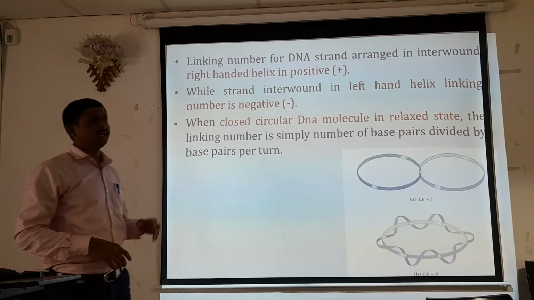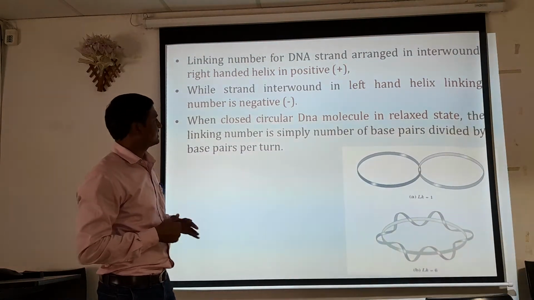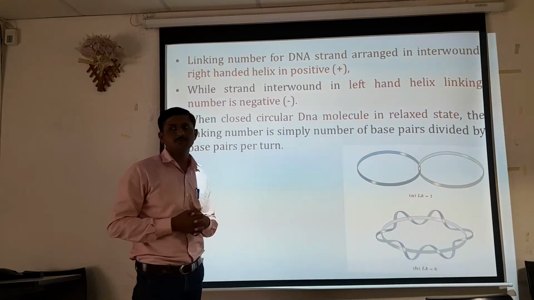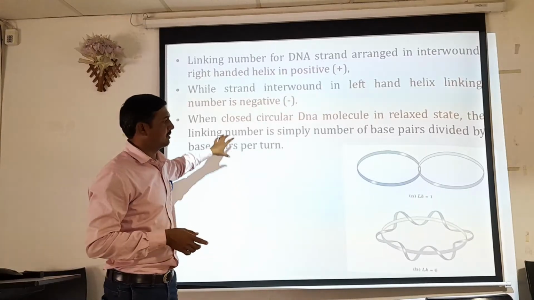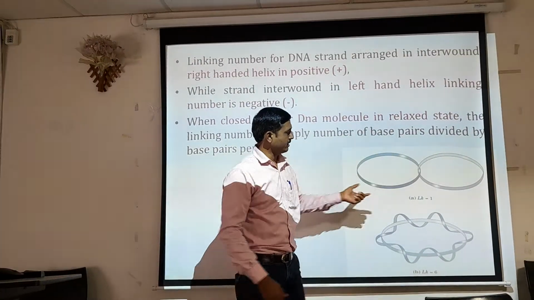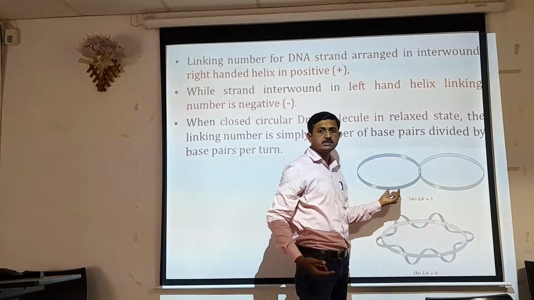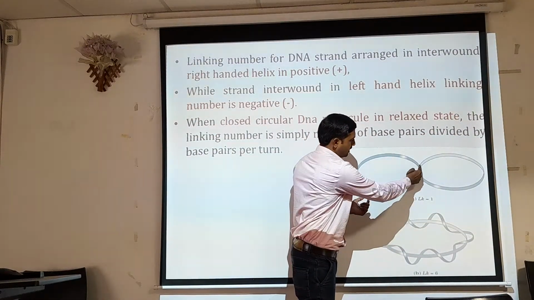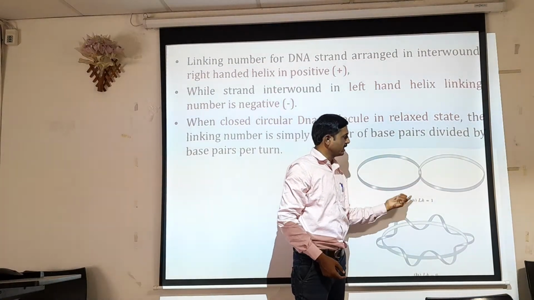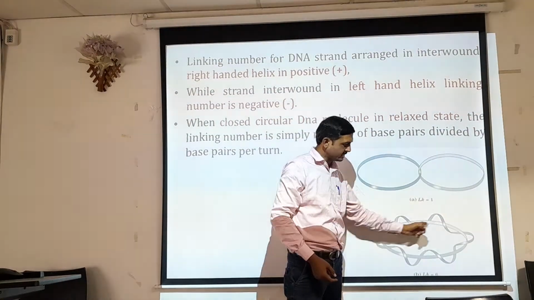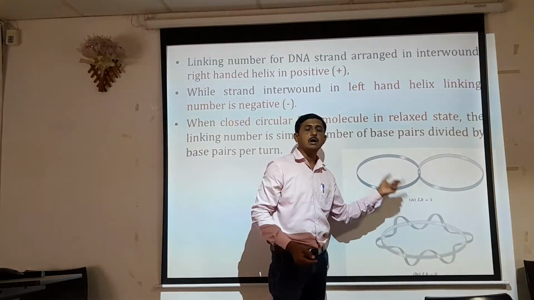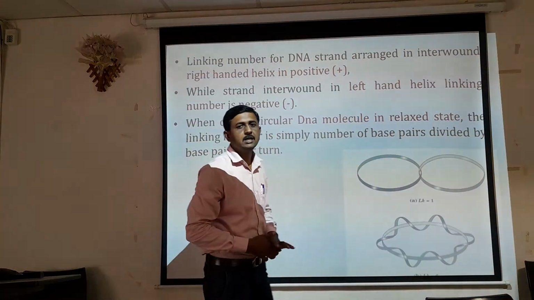When a closed circular DNA molecule is in a relaxed state, the linking number is simply the number of base pairs divided by the base pairs per turn. So it is all about linking number. It is a diagrammatic representation where two circular DNA strands are taken as closed circles, where only one revolution is formed. So in this structure, linking number is 1, while in this case, linking number is 6. How many times one strand revolves around another strand is called the linking number.